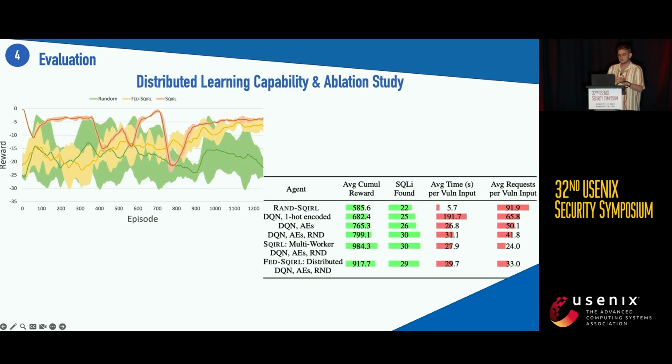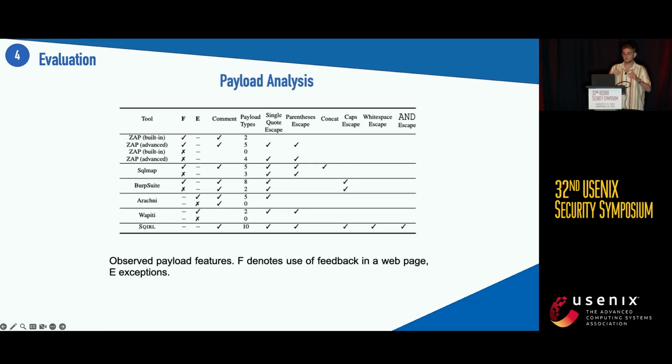We do a little bit of a study on how worker agent configurations affect performance, in the number of workers that we have and in the distribution of what they're trained against. We also do an ablation study to demonstrate the design choices, but I will refer you to the main paper for details on that. Suffice to say, the design choices we make do improve performance. Finally, we manually analyze all of the payloads that each scanner is able to produce. We see that SQIRL produces the most payload types. It produces 10. And it's also able to use more features in the payloads that it produces, as you can see with the ticks on there.